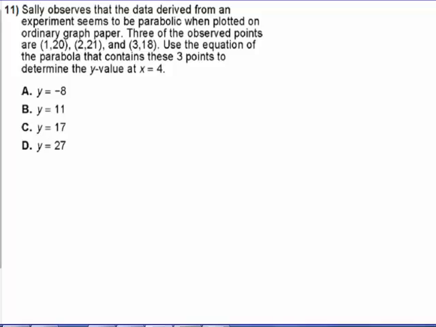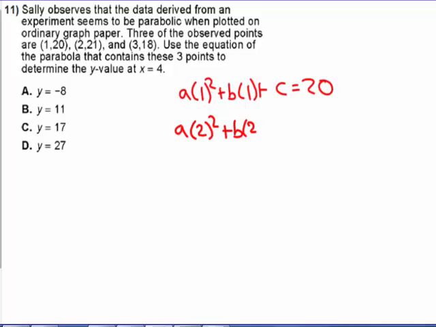Okay, so with this problem, we would set it up just like the previous one, but we actually have to do the row reduced echelon form on it to find the actual quadratic equation that we're looking for. So here we'd have just plug in our x values and our y values. Plugged in 1 for x, 20 for y. Now we'll plug in 2 for x and then 21 for y. And then we will plug in 3 for x and 18 for y.